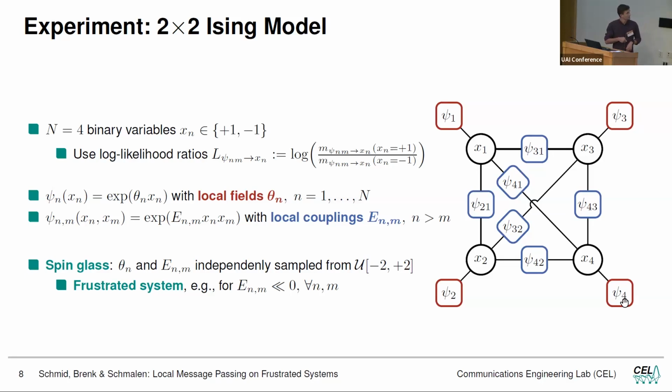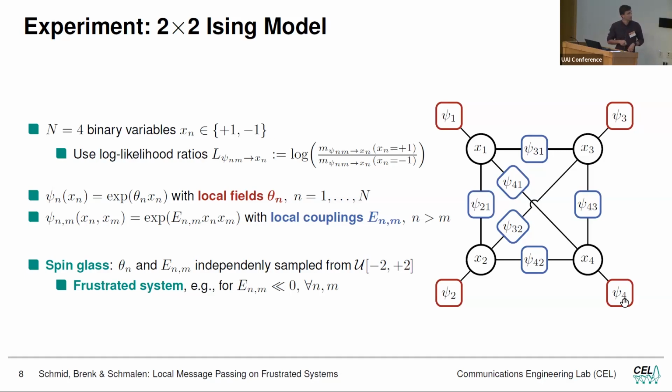Now, actually coming back to the title of this presentation, what is a frustrated system here? In this example, this would mean if we choose all the couplings to be negative, then we end up with a frustrated system, because basically if x1 wants to be different to x2 and x3, but at the same time these two variables also want to be in a different state, we cannot fulfill all these local requirements, and this is basically called a frustrated system.